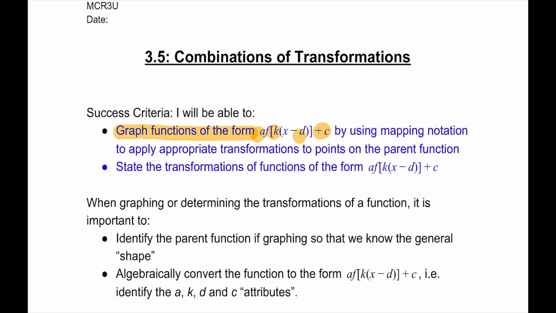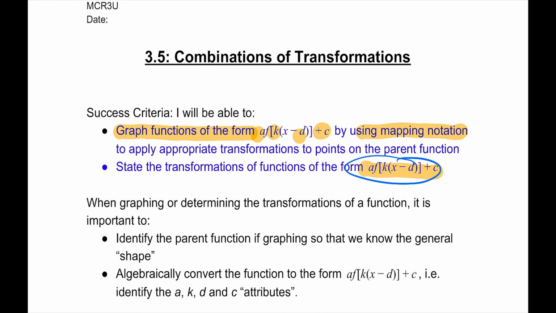So we're going to use what we call mapping notation to apply transformations to points on the parent function. Lastly, we're going to state the transformations of functions of the form a f of k times x minus d, plus c. So we're going to be really comfortable with this function notation of a transformation, because once we get the four attributes in there, the a, k, d, and c values, one, we can describe the transformations, and second, be able to graph it using mapping notation.